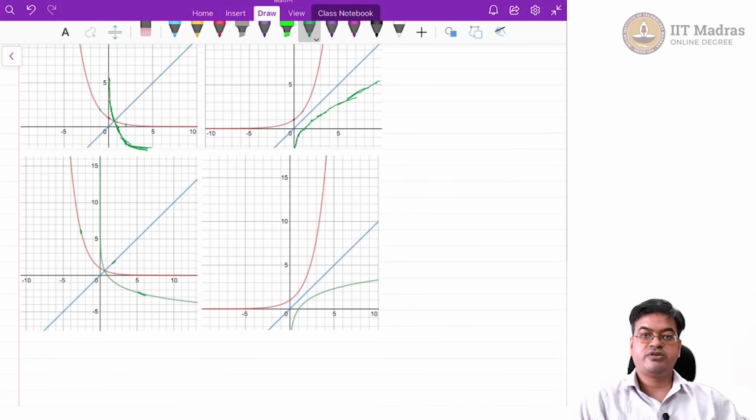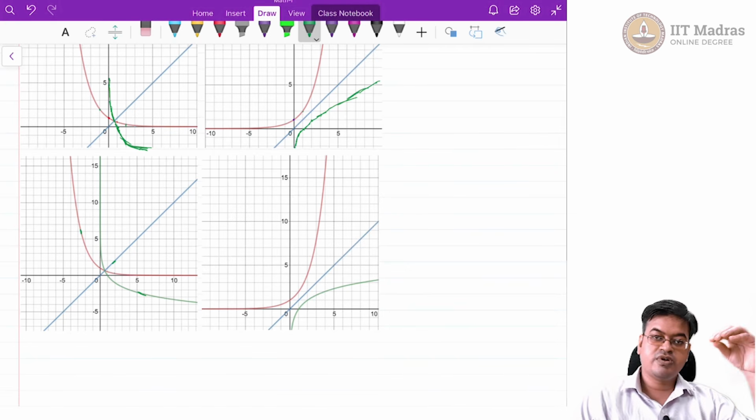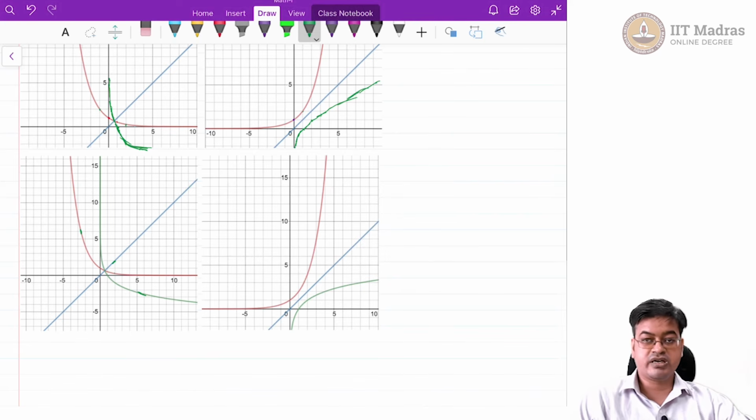In the next video, we will use our knowledge of logarithmic functions and see how the formulation of mathematical problems becomes easy when we consider logarithmic functions, even though there is a limitation that the logarithmic function is defined only from 0 to infinity, not on the whole real line.